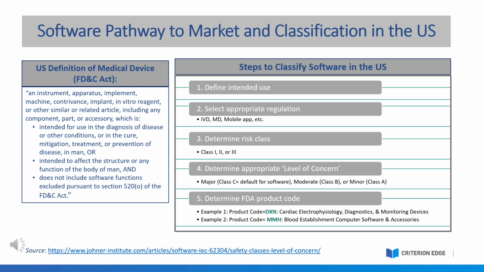Now, C is the default for all software. You can think of it as guilty until proven innocent. Until you can prove that your software should be at a lower level of concern, it is by default assigned class C, major level of concern. Finally, determine the appropriate FDA product code. For example, DXN is the product code for cardiac electrophysiology diagnostics and monitoring devices.